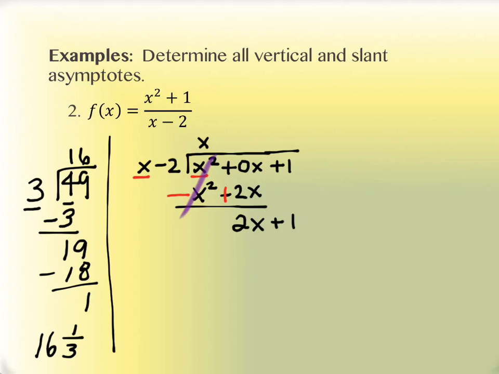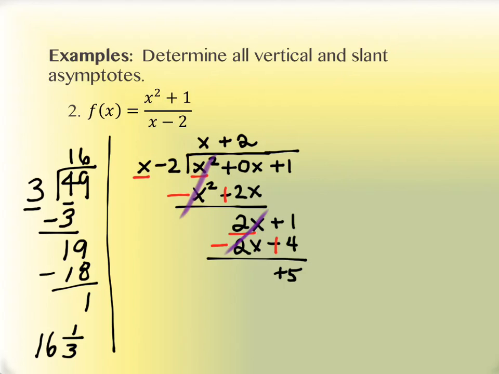All right, so next we look at the 2x and the x. What do I need to multiply x by to get 2x? That would be 2. And then we'll multiply. 2 times x was the 2x we said. 2 times negative 2 is negative 4, right? And then we change our signs. We subtract. So the 2x and the negative 2x, those cancel out. And I'm left with 5.